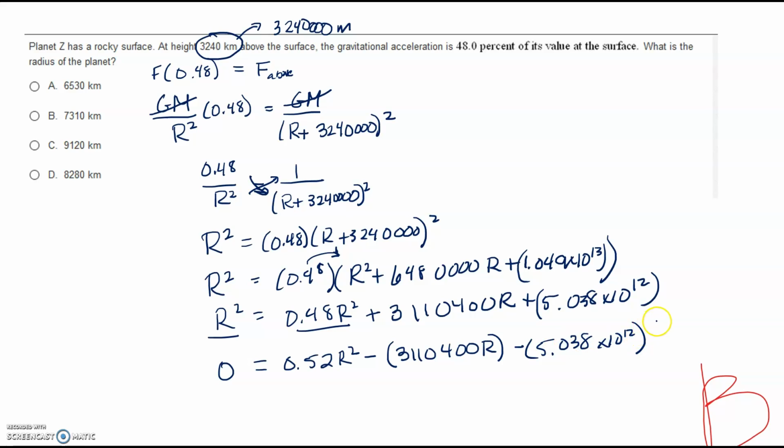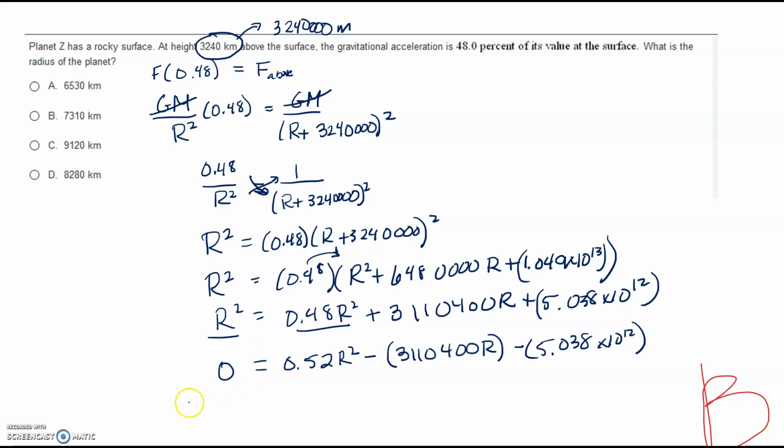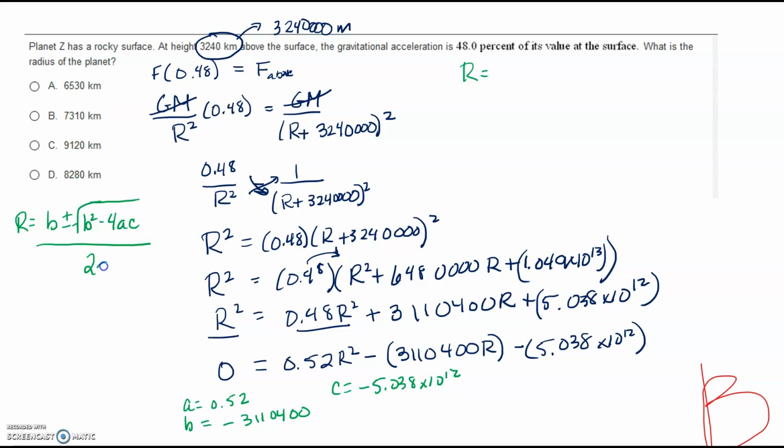Okay. Now we use the quadratic formula. So let me change colors and see if we can find a spot on here to do that. Where my a is going to be 0.52, my b is going to be negative 31104. And my c is going to be negative 5.4. Okay. Let me show you what that looks like. And we're solving for r, so that's going to be negative b plus or minus the square root of b squared minus 4ac over 2a.